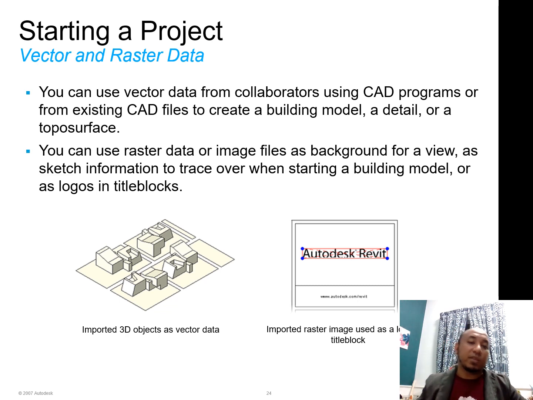Okay, so we go through the vector and raster data. You can use vector data from a collaborator, use a CAD program or from an existing CAD file to create a building model, a detail or a topo surface. You can use raster data or an image file as a background for a view, as sketch information to trace over when starting a building model, or for logos in the title block. Okay, so you can import a 3D model object as vector data or import a raster image used as a logo in the title block. Boleh daripada AutoCAD.